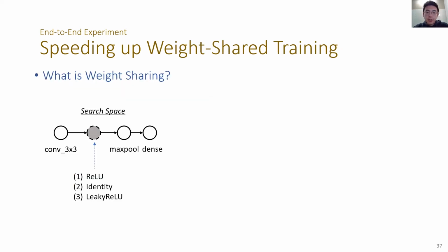The second end-to-end experiment is to speed up weight shared training, which is a very common technique adopted in neural architecture search. Instead of training every instantiated model from the search space independently, weight shared training proposes to inherit weights of unchanged layers from previous models to avoid training every model from scratch. For example, here we have a model of 4 layers where only the second layer is mutable. The 3 candidates, ReLU, identity, and leaky ReLU together define the search space.